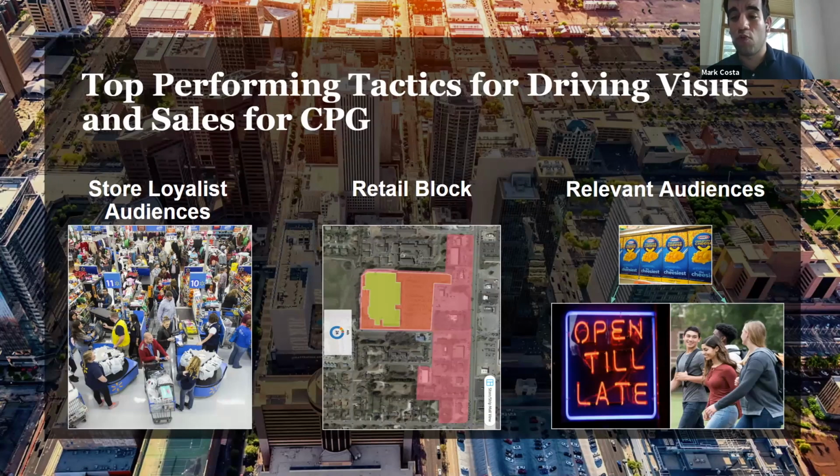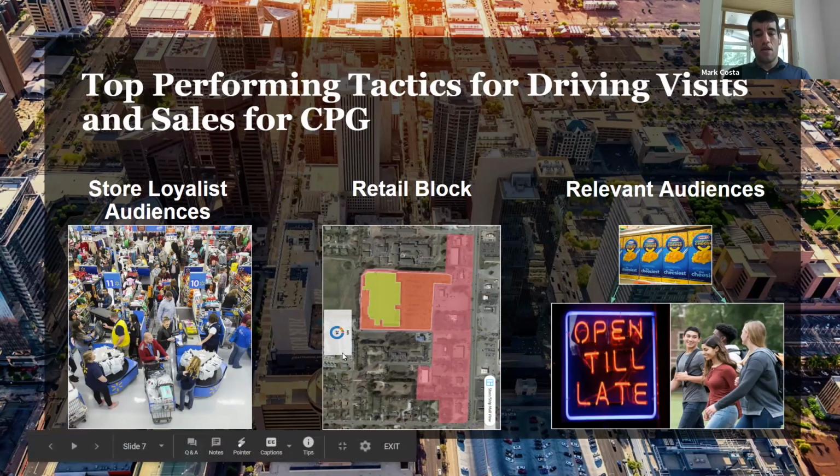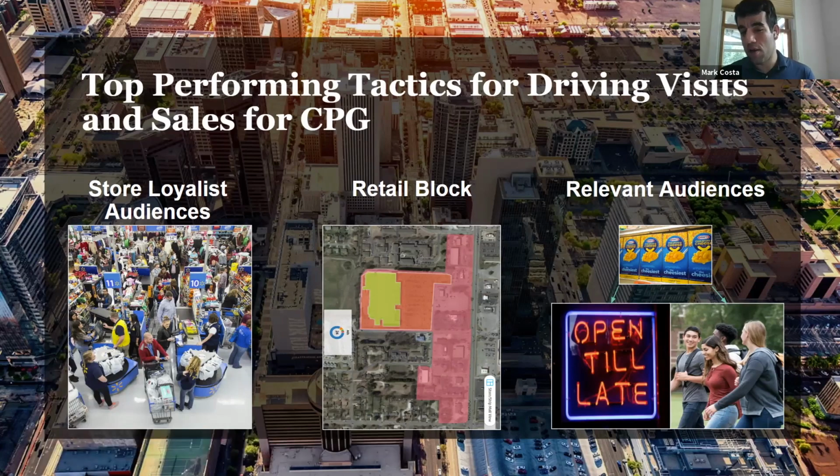The other tactic that's really important, and that we also love to use, is retail block. This is a real-time targeting tactic. Say, for example, this was a Whole Foods, over here in the red. If someone is on an app that we partner with while they are on the retail block of that store, they can see an ad. The important thing to note with this tactic is that scale is limited.